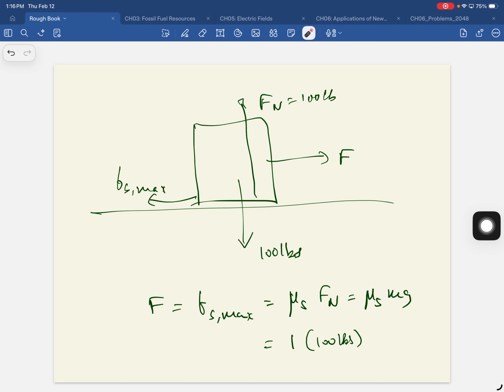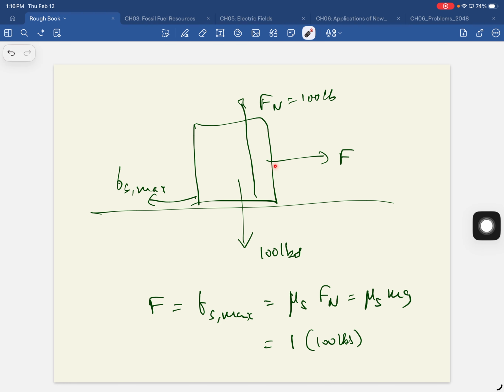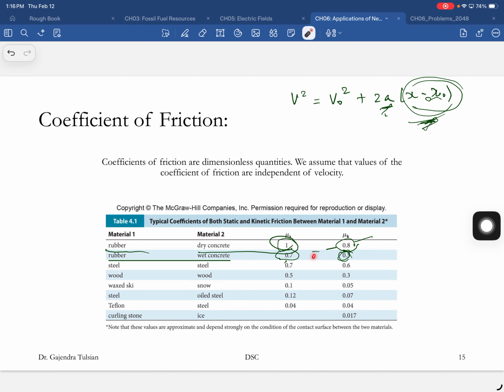So if mu(s) is 1, to get a 100-pound object moving, you need to apply a 100-pound force. That's what that means. Okay? And when mu k is 0.8, what that means is to keep it moving at constant velocity, you need to apply an 80-pound force. Okay? On wet concrete, you would need to apply a 70-pound force to get it moving and a 50-pound force to keep it moving. Okay, so that's what those numbers mean.